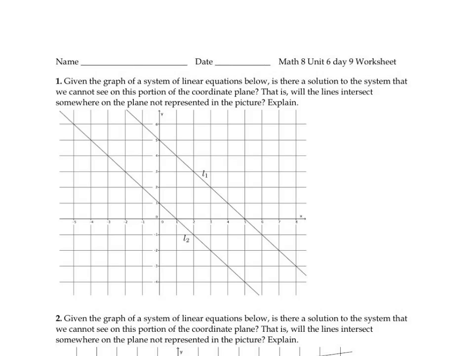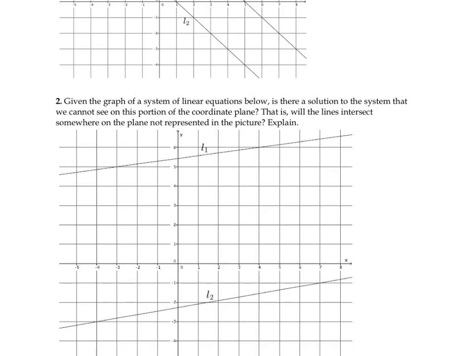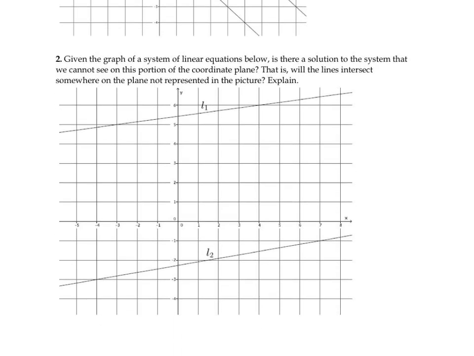Today we're going to be looking at the Unit 6 Day 9 worksheet, and we're going to start on the front with number 2. So this one says, given the graph of a system of linear equations below, is there a solution to the system that we cannot see on this portion of the coordinate plane? That is, will the lines intersect somewhere on the plane not represented in this picture? And we have to explain.